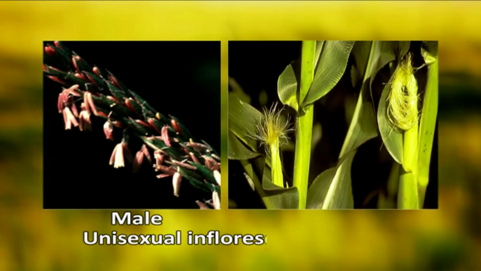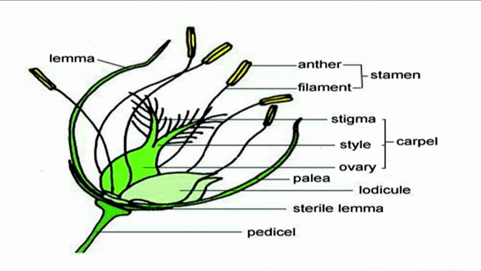The flowers are here usually bisexual, but rarely they can be also unisexual, as we see in the case of Zea. In such a situation, the plants can be either monoecious or dioecious. The flowers are often hypogynous, which are enclosed in lemma and palea.